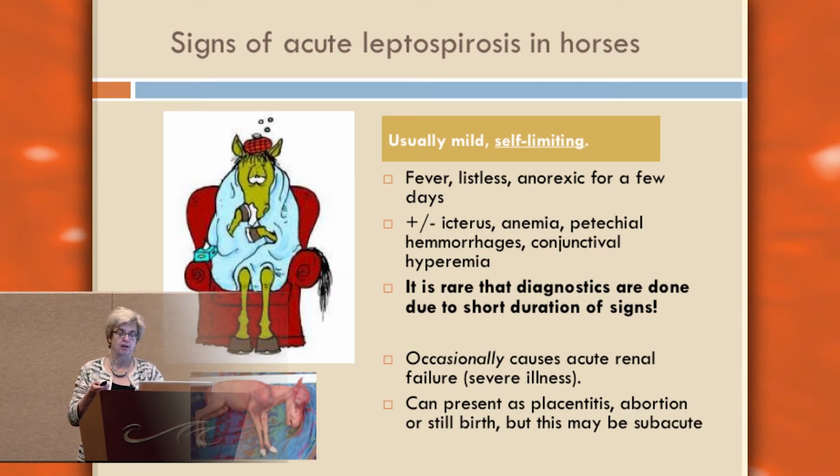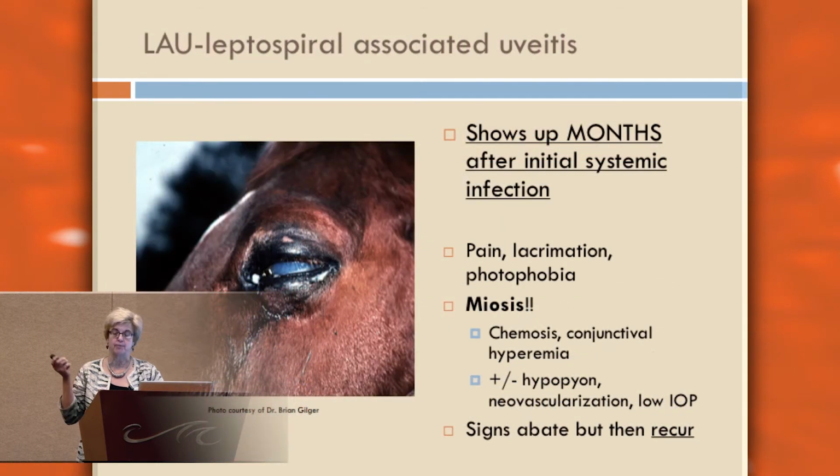Occasionally, it causes acute renal failure. And it also can present as placentitis, abortion, or stillbirth, but usually that's not acute. I don't know what the time span is between infection to the abortion, but it's not days, I think, or it's not hours. It's probably weeks. So what is leptospiral-associated uveitis?